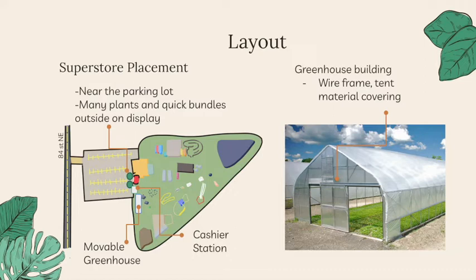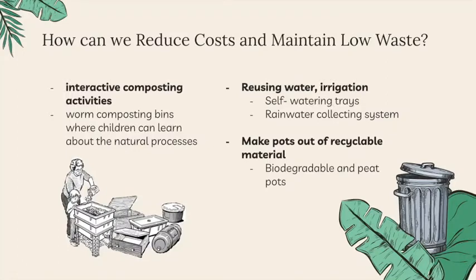It will ensure constant conditions for the plants, so if unexpected circumstances like hail happen, we can shield the plants from any damage. We are also able to control the conditions inside the greenhouse for certain exotic plants that may have special needs. To reduce costs and maintain low waste, we must be as sustainable as possible.